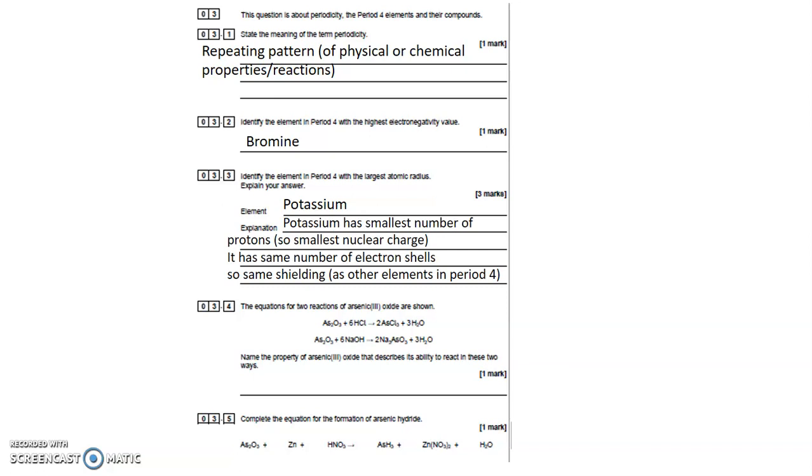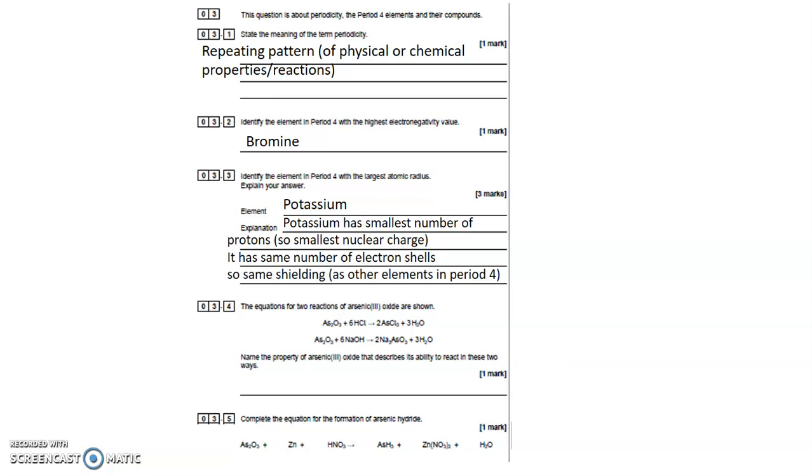As you go left to right across the period, you get a larger number of protons and a larger nuclear charge. Being in the same period, they've all got 4 electron shells. So they've all got the same number of electron shells and the same shielding. So the electron shells provide shielding between the nucleus and the outer electrons. And the outer electrons are what determine the atomic radius. So the same number of electron shells, same amount of shielding, and potassium has the smallest number of protons, so the smallest nuclear charge.